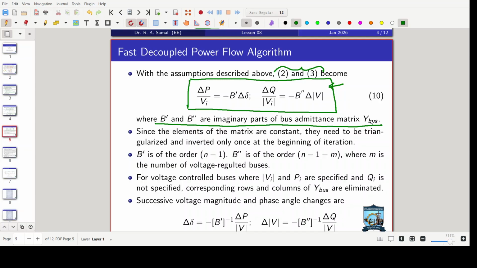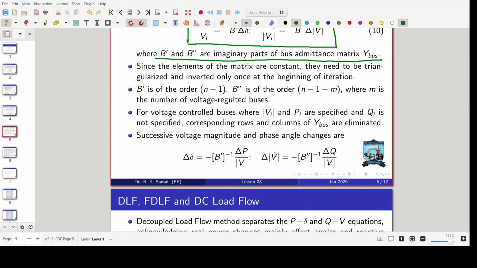For voltage controlled buses, where Vi and Pi are specified and Qi is not specified, the corresponding rows and columns of the bus are eliminated. Then successive voltage and phase angles can be obtained as the change in load angle and change in voltage, simply by multiplying with the change in real and reactive power. So, no more computation of the Jacobian in every iteration. And this is known as the first decoupled load flow.